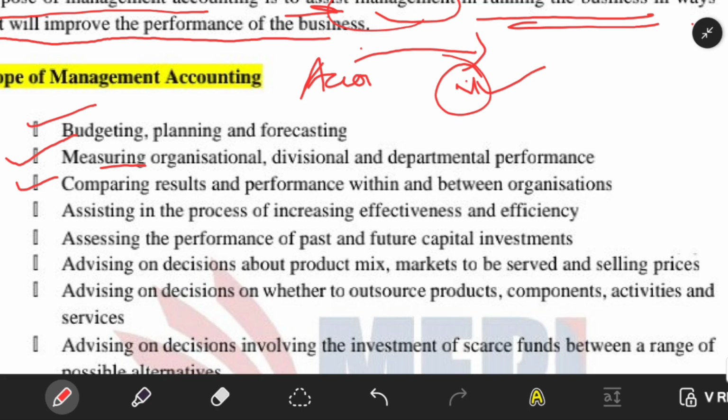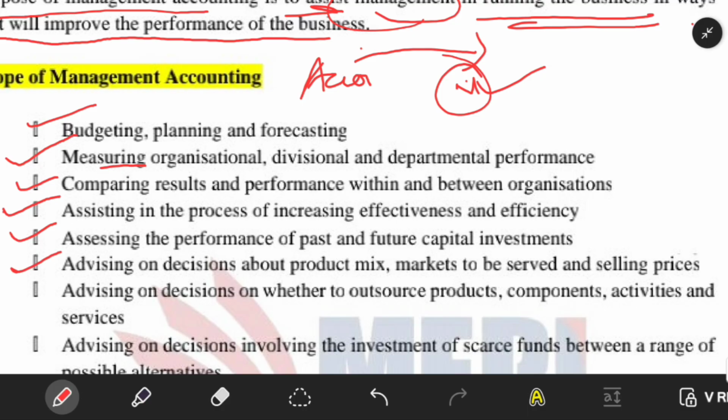Okay, and also it supports the management in improving the efficiency and effectiveness of the operation, and it helps in evaluating the past and future investment. For example, whether to invest in a new machine or a project. It helps in evaluating the past and future investment.